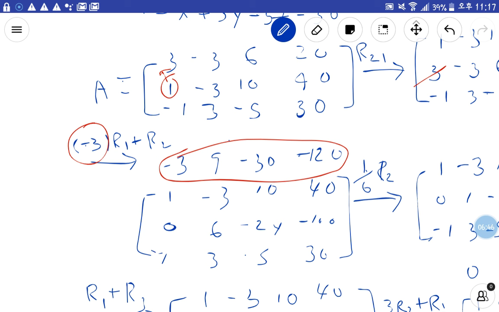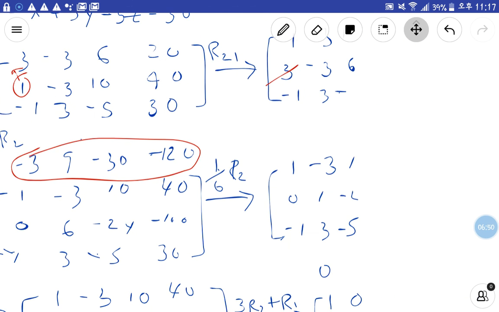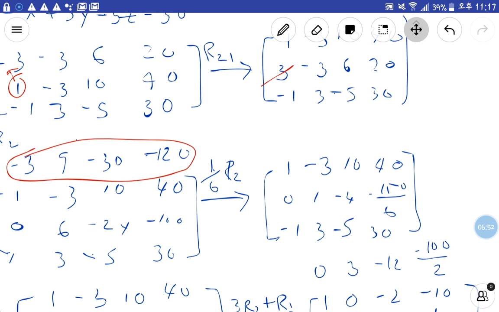Okay, now I want to make my 6 into 1, so I'm going to multiply 1/6 onto my second row, and then there will be 0, 1, negative 4, and negative 80 over 6.